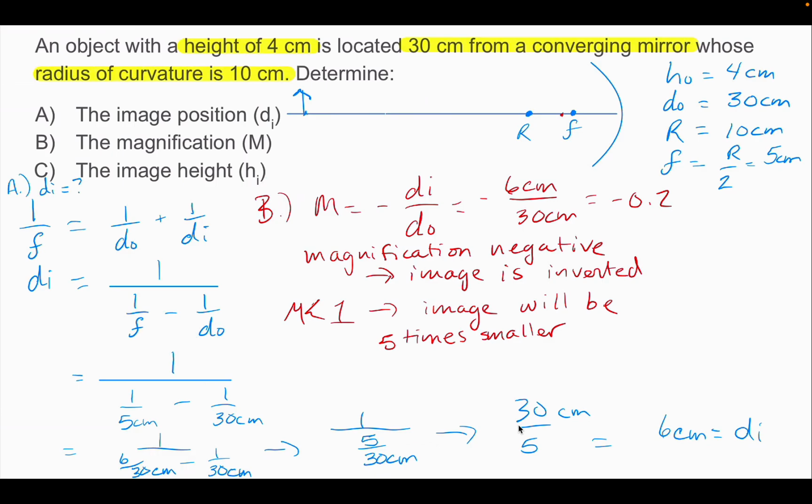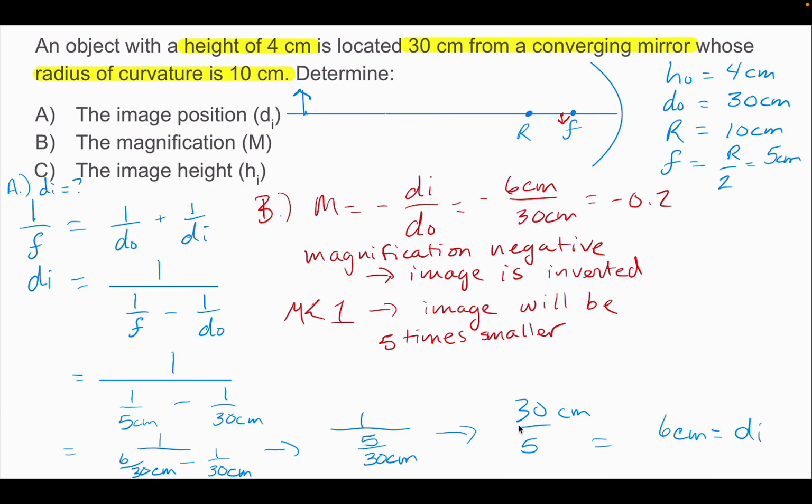And then I'm saying that it's inverted and it's going to be 5 times smaller, right? So I'm assuming that this little guy is going to be that big right there or so. Let's see later if I can draw this out, if my ray diagram proves this. Okay, we're going to try.